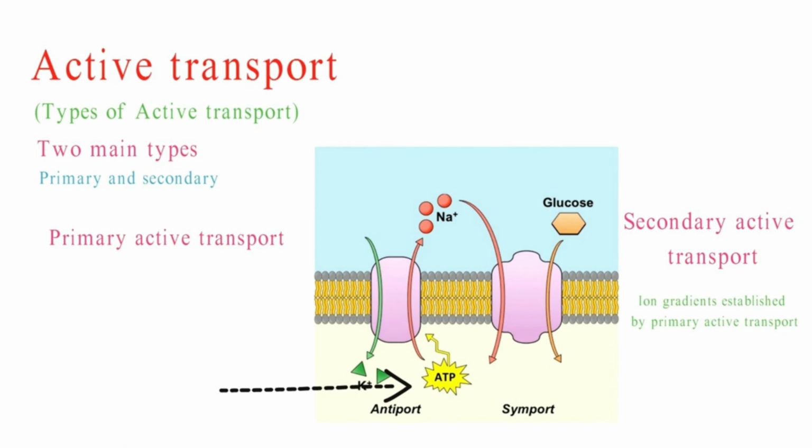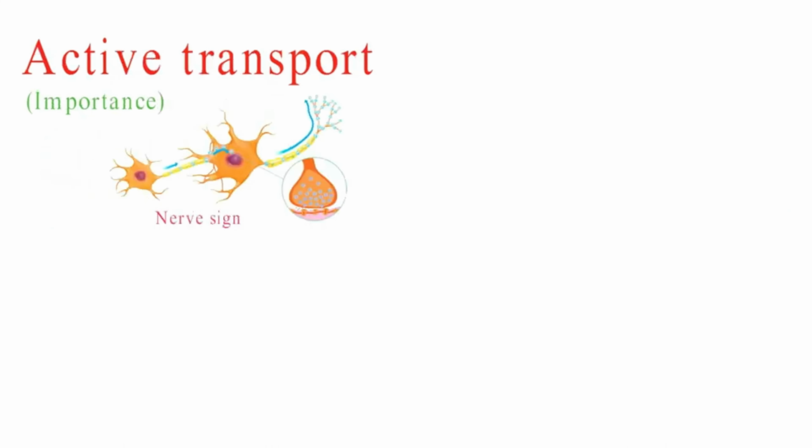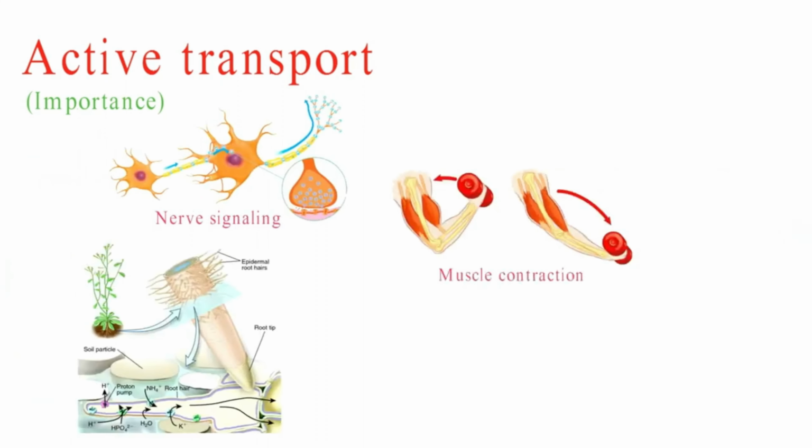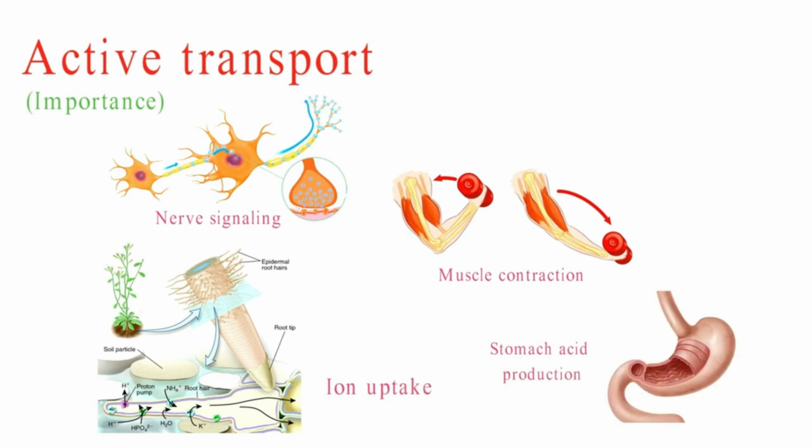Active transport is essential for life. It's responsible for functions like nerve signaling, muscle contraction, nutrient uptake, and even stomach acid production. Imagine a world without it. Our bodies wouldn't function as they should. So, there you have it. Active transport, the process that defies nature's rules to keep our cells in perfect balance.